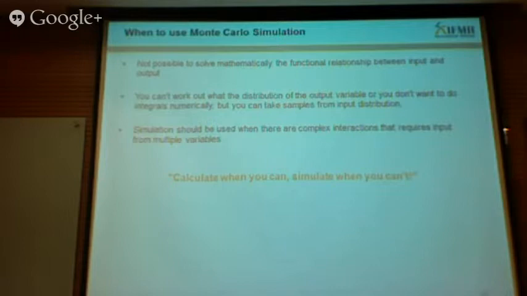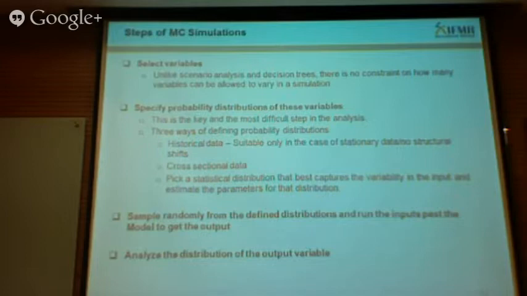The steps behind a Monte Carlo simulator: the first, obviously, is that you select the variables, which are the input and the output variables. The second part is the most difficult part, and this is also the part where your analysis will be criticized the most. It's how you specify a distribution to model the kind of values your variables can take.